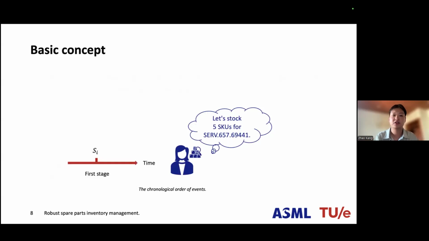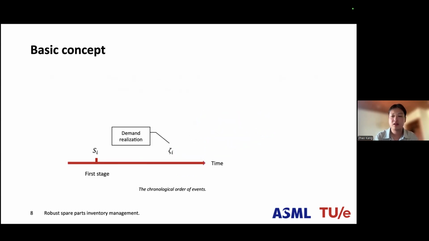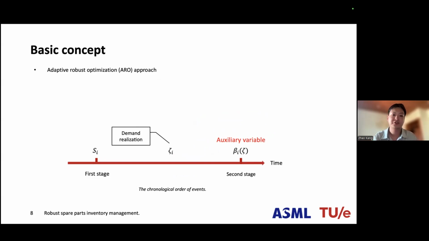Now I will go to the basic concept of our model. At the first stage, before the realization of the demand, the supply chain planner will make the decision of stock levels, S_i. And then the demand can be realized. After that, we can make the second stage decision. That is the fill rate we want to achieve. You can also consider it as an auxiliary variable. We consider the adaptive robust optimization approach here. Therefore, we consider the stock level as the first stage variable and the fill rate as the second stage variable.